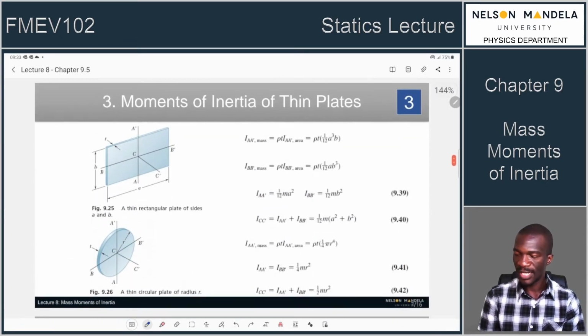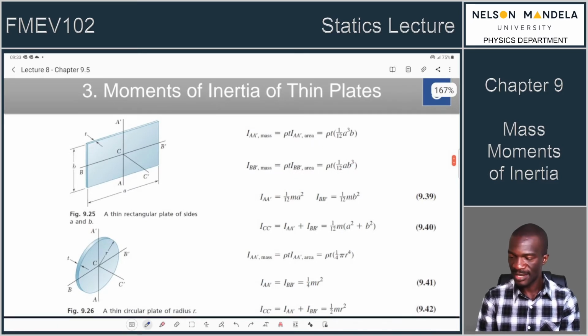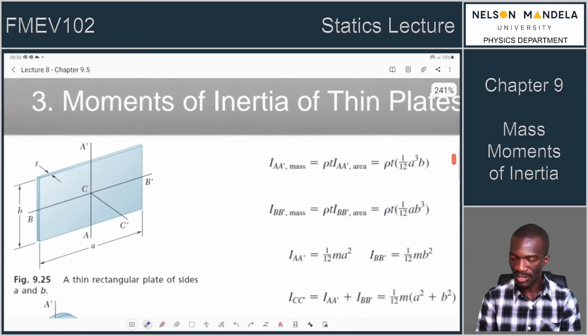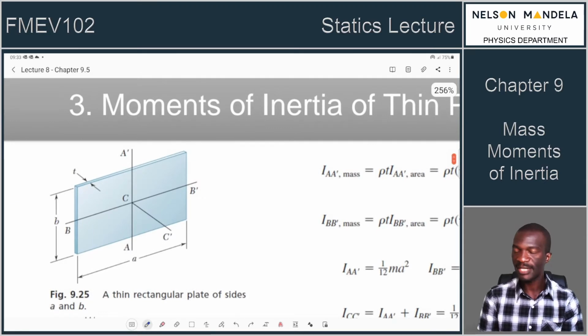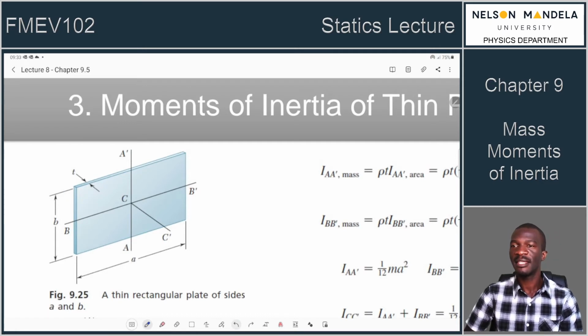Right, so for us to then, let's look at typical geometries. In this case, you're looking at thin plates. So let's look at a rectangular plate. This rectangular plate in figure 9.25 has some length A, that is its length. It has some width B, and it has some thickness T. So that's our rectangular thin plate.